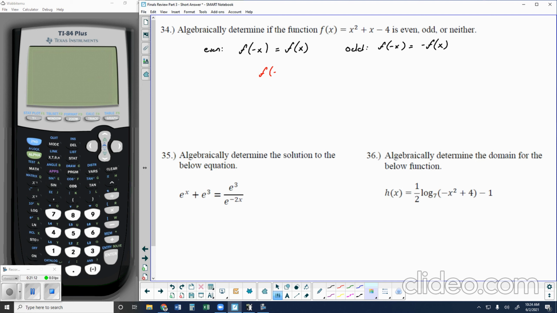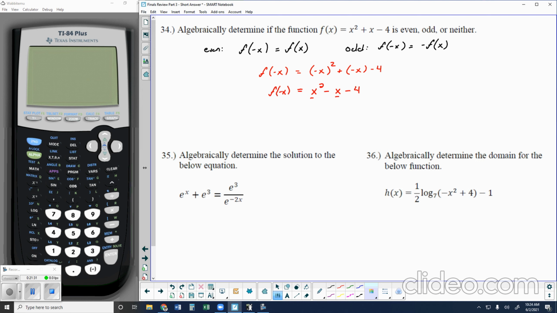So what I need to do here is figure out what happens when I substitute in a negative x. If I substitute in negative x, I would have negative x squared plus negative x minus 4. So this would give me x squared minus x minus 4. And so now I'm going to compare these two functions.